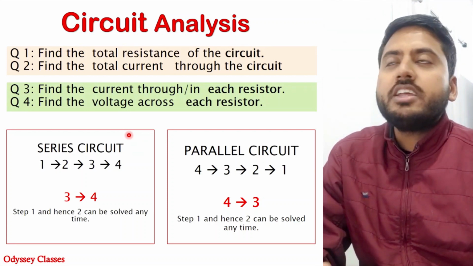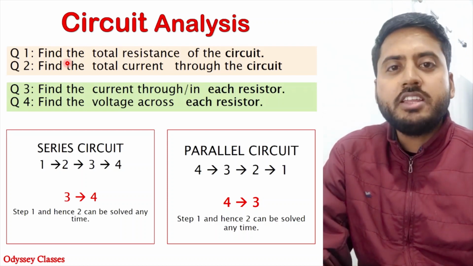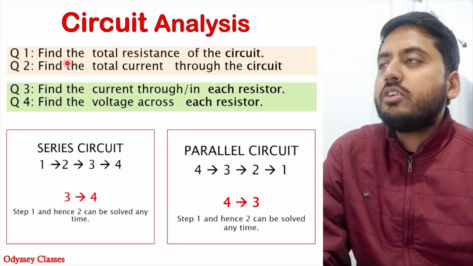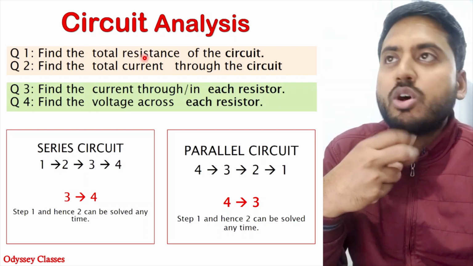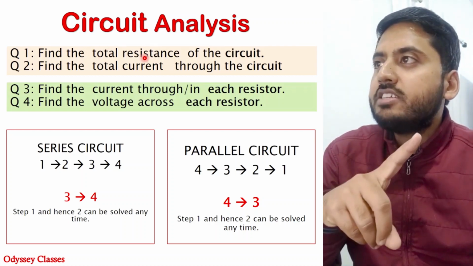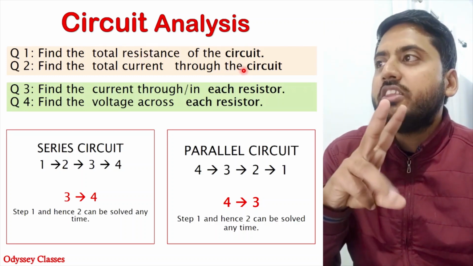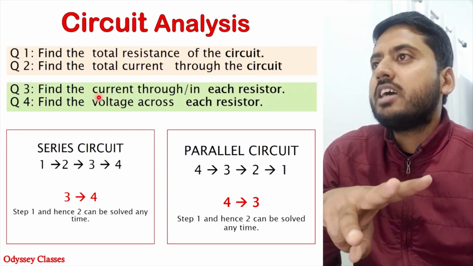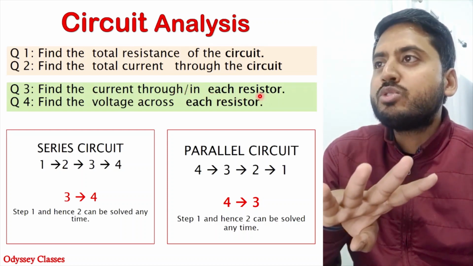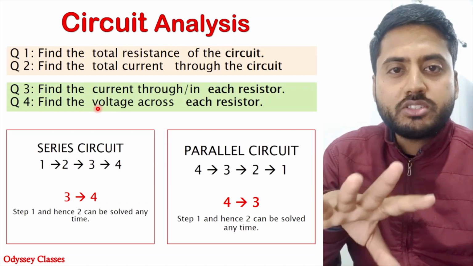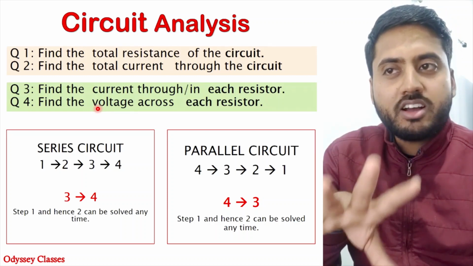We know that there are four types of questions mostly asked in any circuit. The first type of question is to find the total resistance of the circuit. The second is to find the total current through the circuit. The third is to find the current through each resistor. And the fourth is to find voltage across each resistor. I'm sure by now you all have learned these questions by heart.